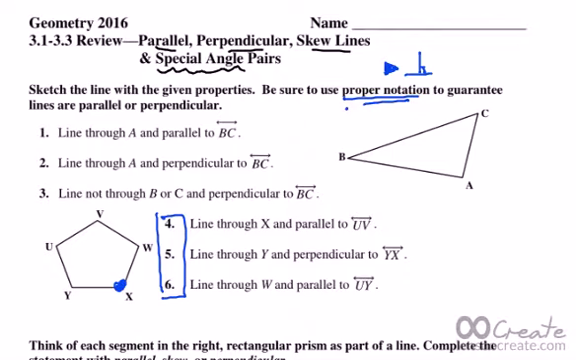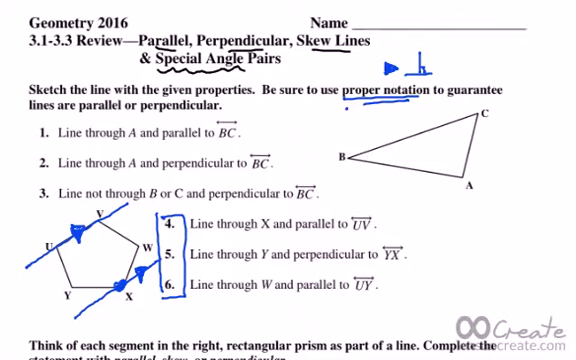So I'm going to put a dot on X here, and it has to be parallel to UV. So that would be a line running in the same direction. And because they're parallel, we're going to mark both of those with an arrow.